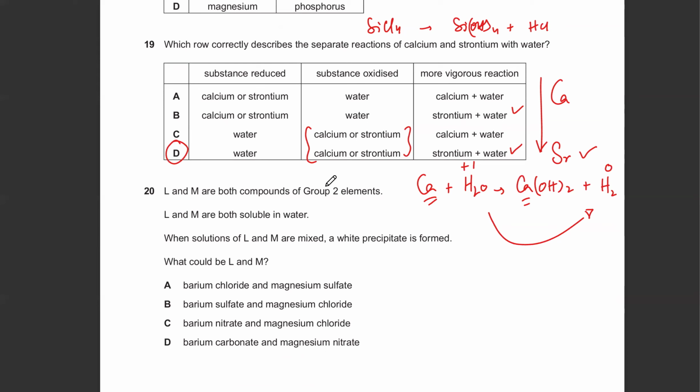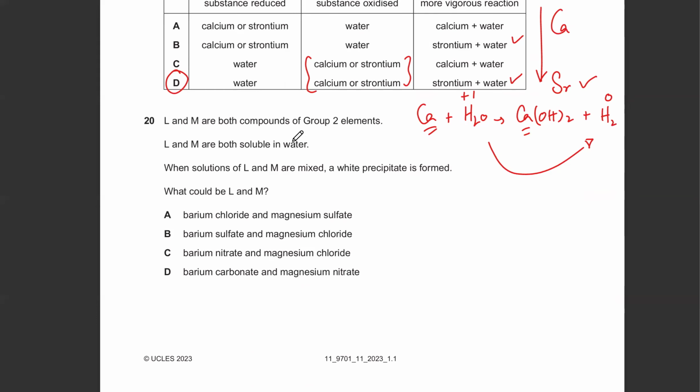L and M are both compounds of group 2 elements. L and M are both soluble in water. When solutions of L and M are mixed, a white precipitate is formed. So they're both soluble, but when you mix them, they form a white precipitate. It's A, barium sulfate. Yeah, these two are soluble. Barium sulfate is not soluble. Carbonates are not soluble. And when these two mix, the sulfate ions and the barium ions will form BaSO4, so they'll form a precipitate.